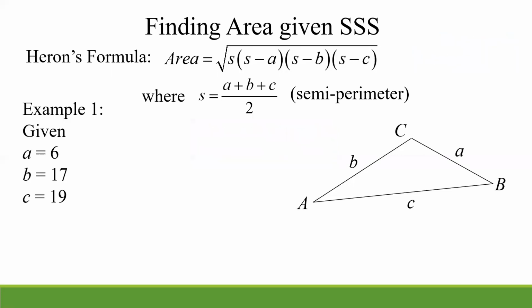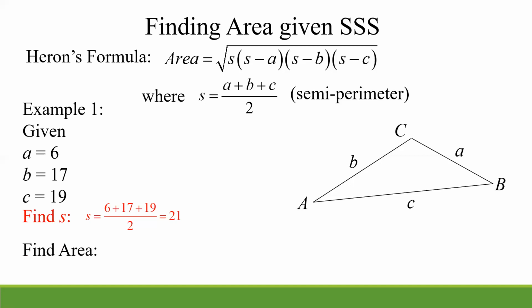So my first example is if you're given three sides, 6, 17, and 19. The first thing you've got to do is find that S, right? So S in this case is 6 plus 17 plus 19, that whole sum divided by 2. And in this case, you get 21. Remember, sometimes you might get something like .5, a decimal there, and that's okay. But once you find S, now we can find the area.